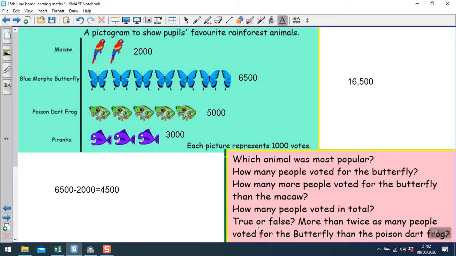And true or false, more than twice as many people voted for the butterfly than the poison dart frog. Twice as many voted for the butterfly than the poison dart frog, and that would mean that this number would have to be more than double this number. But if I double this number, I get 10,000. 6,500 is not bigger than 10,000, so that means it's false.